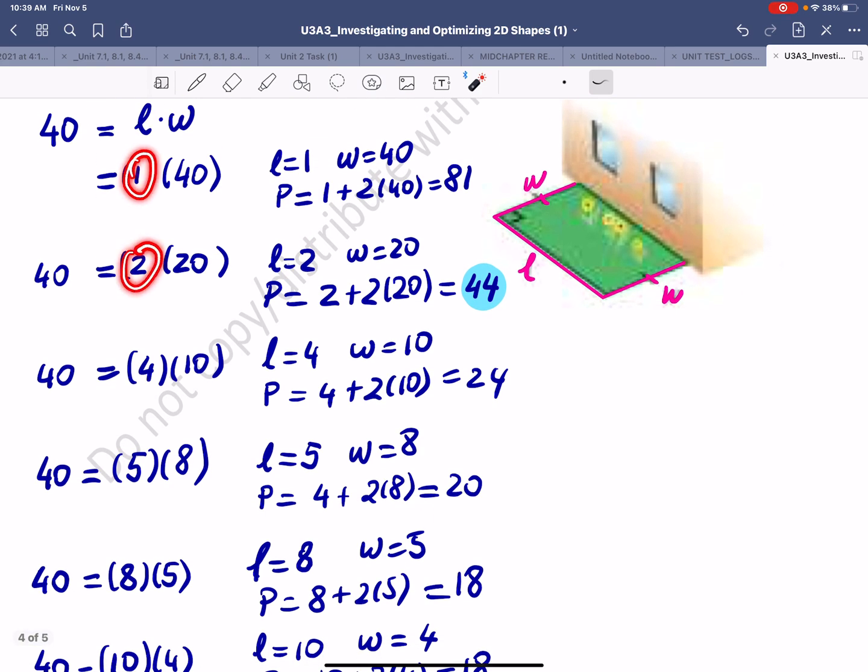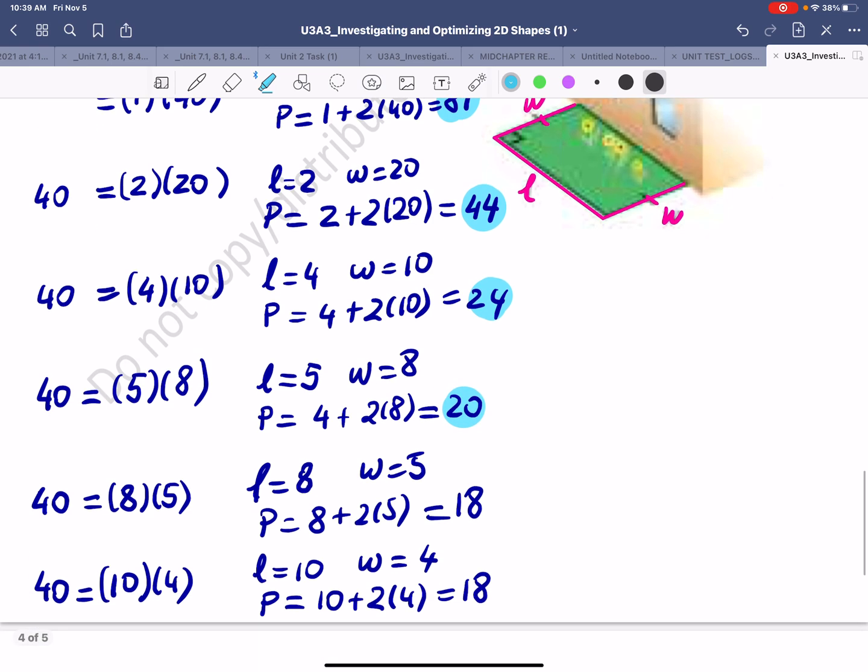so increasing the first from 1 to 2 and decreasing the second factor from 40 to 20. And again, as you can see, we increase the lengths and decrease the widths, right? We notice a consistent decrease in the values of the perimeter. And the smallest perimeter that we've gotten so far is 18, and it repeated again when the dimensions were 10 and 4. So 10 for the length, 4 for the width.